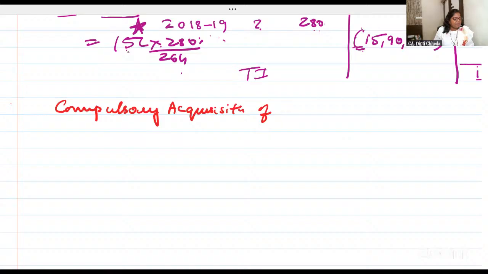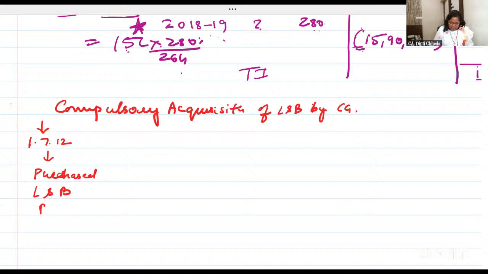Compulsory acquisition of land or building by central government. So I want you to make a flowchart like thing here. Okay. First, on 1/7/2012, purchased say land and building मिला के rupees 5 lakh. Make this with me, the diagram for once, it will be super clear. First July, land and building is purchased for 5 lakh.